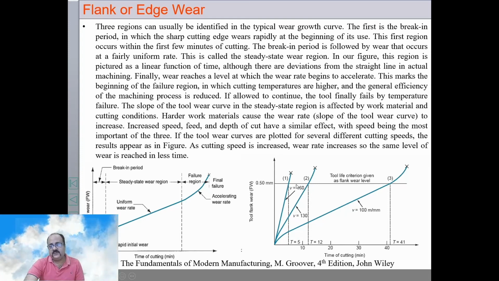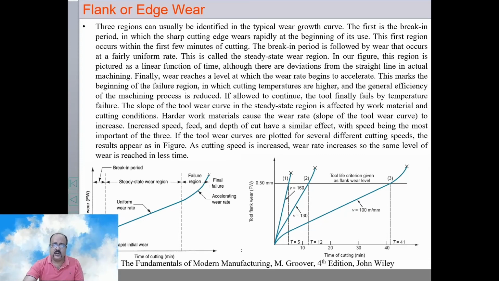Now for each of these, if I drop a perpendicular here, this comes out to be a tool life of 5 minutes, this comes out to be 12 minutes, and this comes out to be 41 minutes. So we can interpret from this curve that if the cutting speed is less, the tool life is more. If the cutting speed is more, tool life is less. So one of the major parameters on which tool life depends is the cutting speed, and it is inversely related. This was a major finding of Taylor, and we will be discussing it in the next lecture.